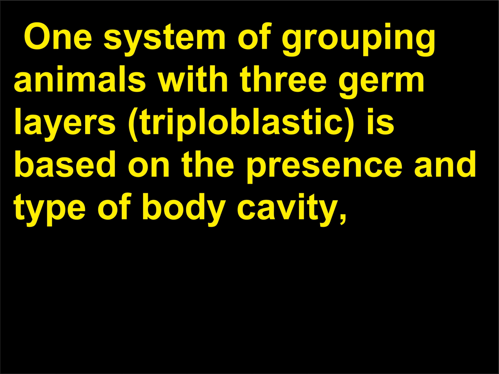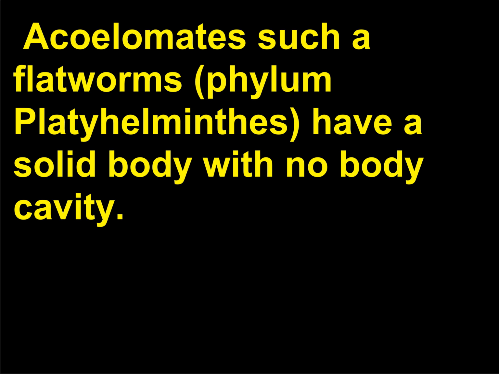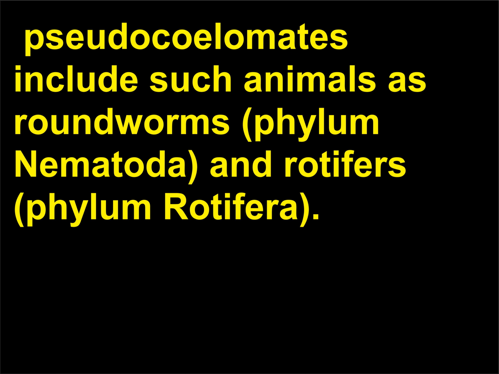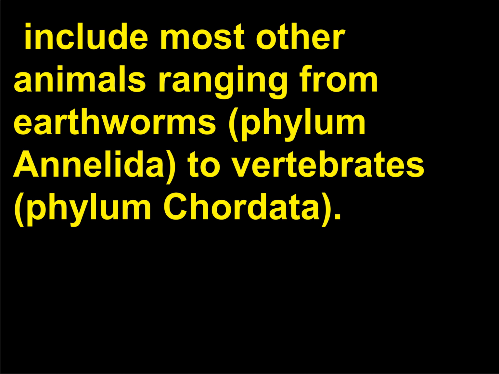One system of grouping animals with three germ layers, triploblastic, is based on the presence and type of body cavity, or coelom, a fluid-filled space between the body wall and digestive tube. Acoelomates such as flatworms, phylum Platyhelminthes, have a solid body with no body cavity. Pseudocoelomates have a false coelom, since the body cavity is not completely lined with mesoderm. Pseudocoelomates include such animals as roundworms, phylum Nematoda, and rotifers, phylum Rotifera. Coelomates, which have a body cavity that is completely lined with mesoderm, include most other animals ranging from earthworms, phylum Annelida, to vertebrates, phylum Chordata.